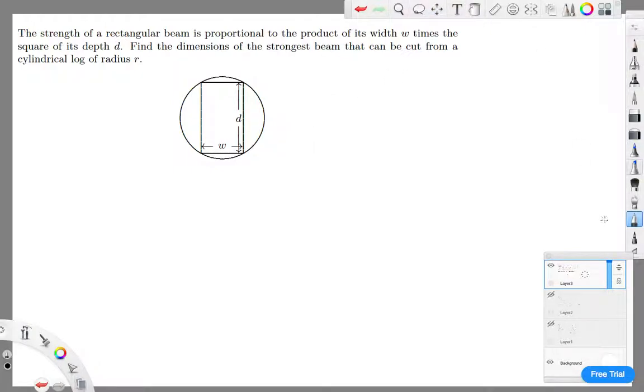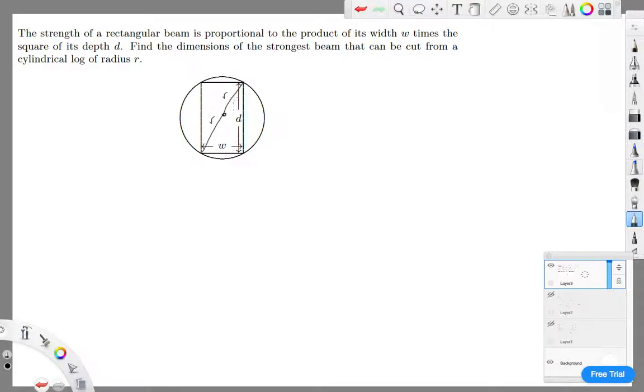This one's a little bit more complicated. The strength of a rectangular beam is proportional to the product of its width, W, times the square of its depth, D. Find the dimensions of the strongest beam that can be cut from a cylindrical log of radius R. Okay, and so we've got W and D. We've also got another dimension here, which is R. That'll be important for us, R and R. Right? D is equal to 2R.